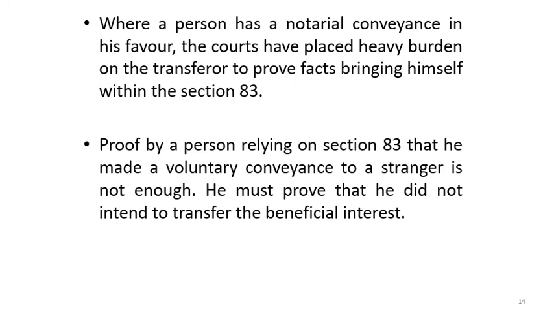Proof by a person relying on section 83 that he made a voluntary conveyance to a stranger is not enough. He must prove always that he did not intend to transfer the beneficial interest. Always the requirement, in terms of section 83 of the Trusts Ordinance, is that he must prove that he did not intend to transfer the beneficial interest.